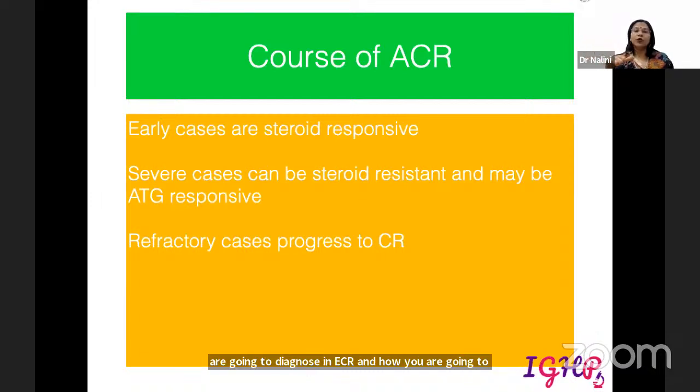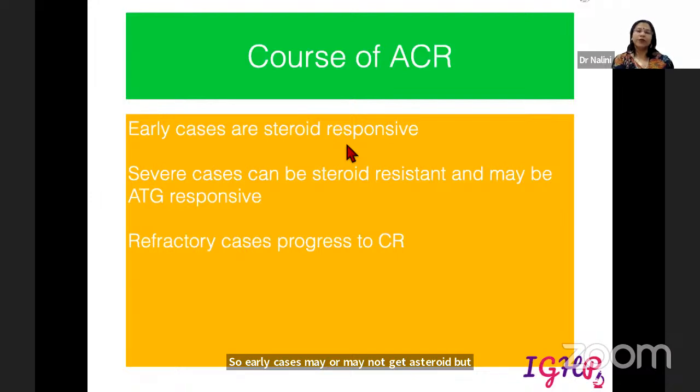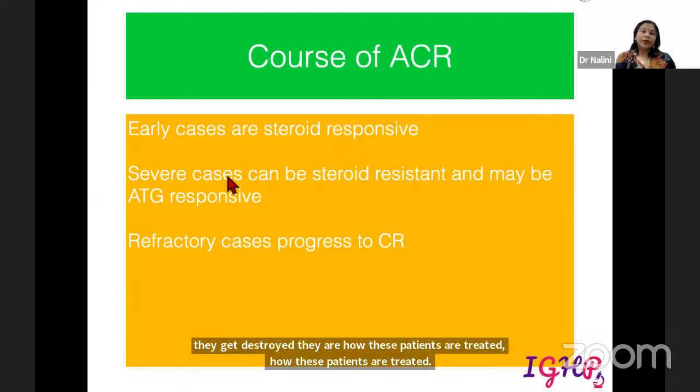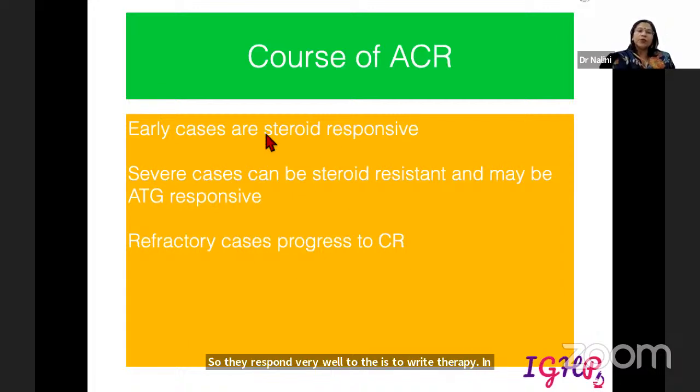Now moving on to the course of ACR, how these patients are treated. Early cases may or may not get steroid, but even if they get steroid, they are generally responsive. So they respond very well to the steroid therapy. In the severe cases, they could be steroid resistant, and that's why it is so important to diagnose them early on. And if they're not responsive, you may need to give an ATG in those cases. And then the cases which are refractory can progress to CR, that is chronic rejection, and these are the cases which we are trying to avoid with the help of the diagnosis of an ACR.